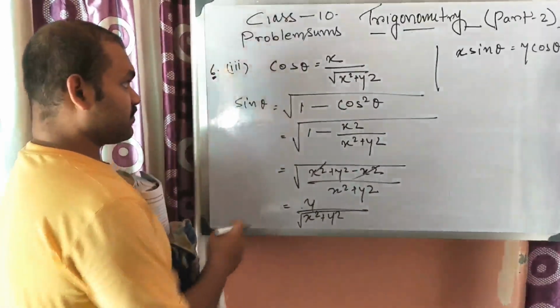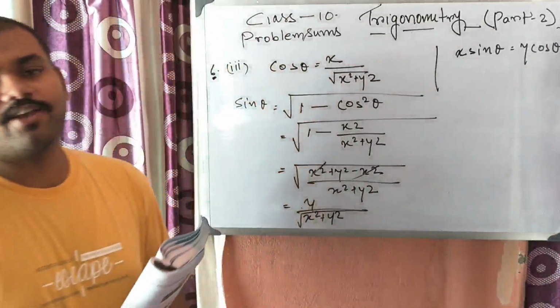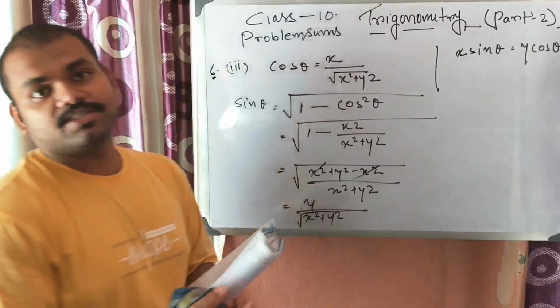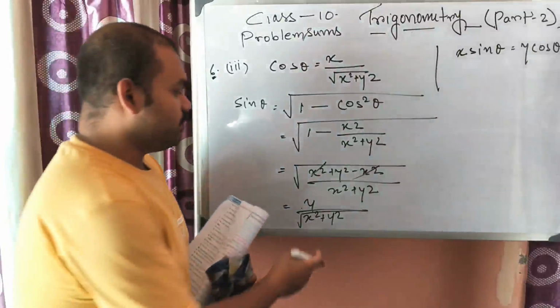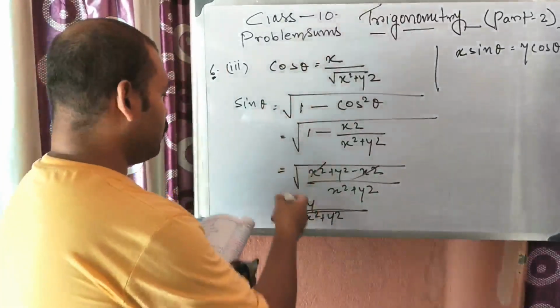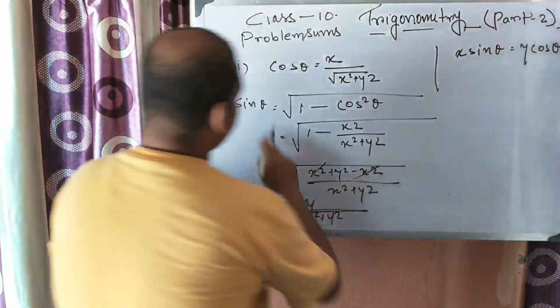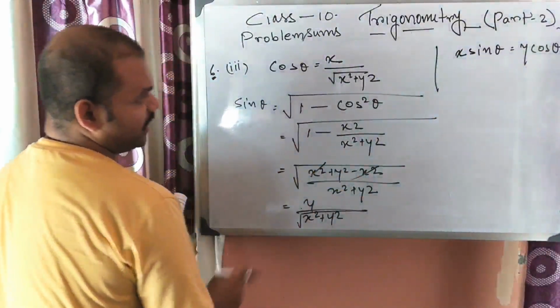Okay. Next, actually in all these cases the value of theta is in between 0 to 90 degrees, or else you need to take the minus sign also. Okay, so cos theta is given and sin theta you get.